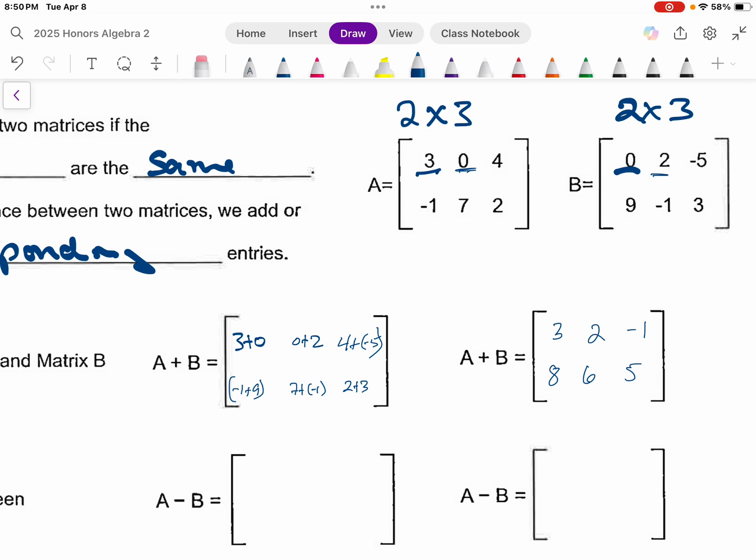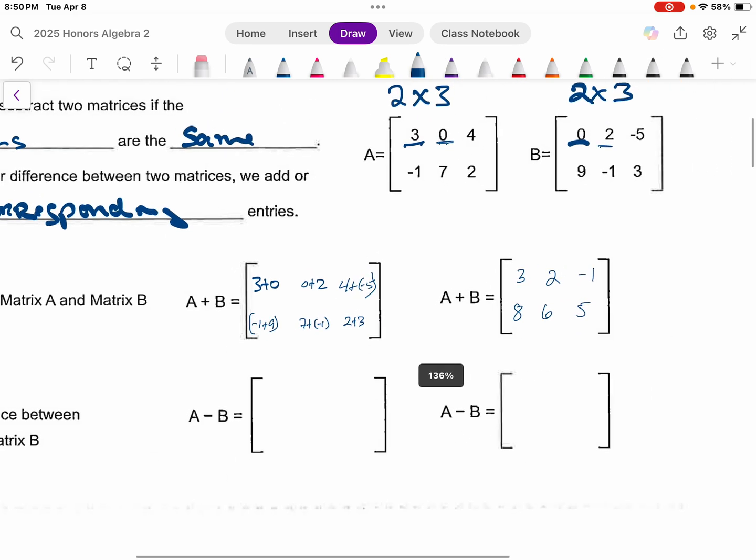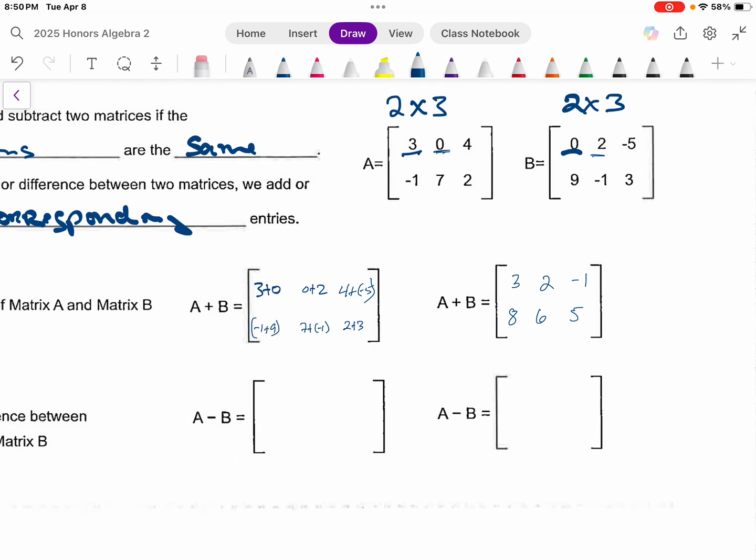All right, so now subtraction. Again, as we do this in stages, we can subtract each corresponding location. So it would be 3 minus 0, 0 minus 2, 4 minus a minus 5, negative 1 minus 9, 7 minus a minus 1, and 2 minus 3.